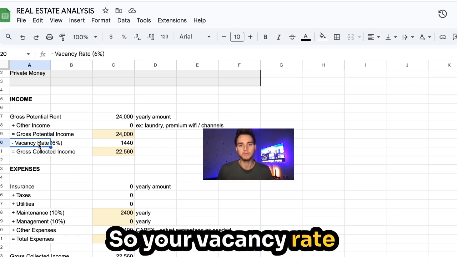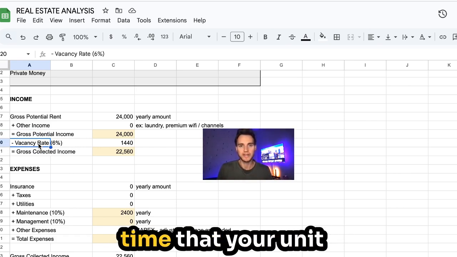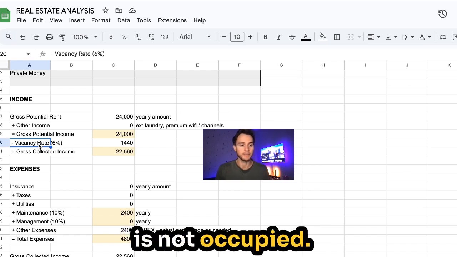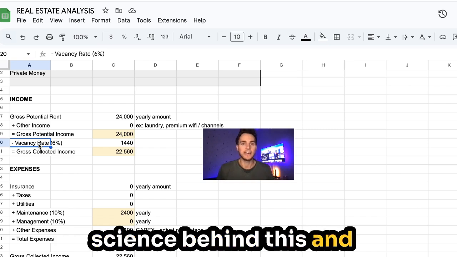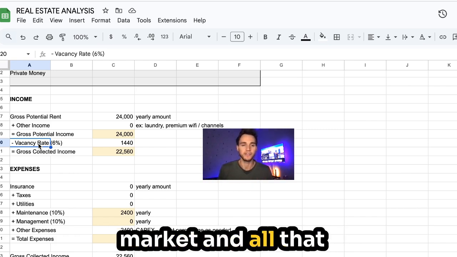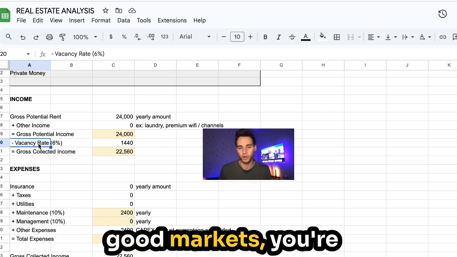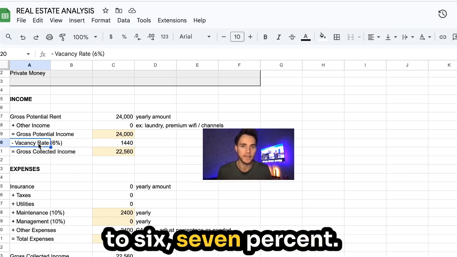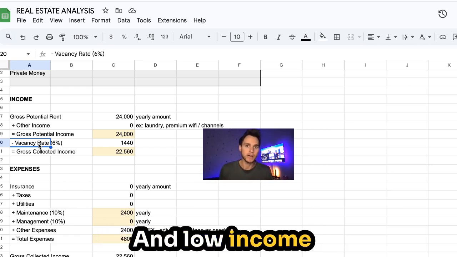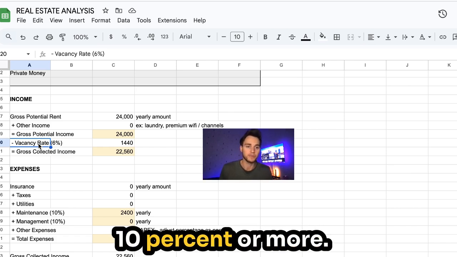So your vacancy rate is the percentage of time that your unit is not occupied. Now, there's a whole science behind this, and I can't get into every market and all that stuff, but generally in good markets, you're probably looking at like 4 or 5% up to 6, 7%. In low income or bad markets, it could be as high as 10% or more.